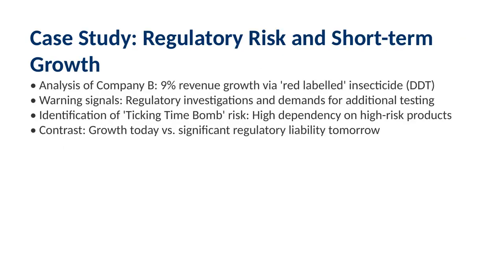Now, contrast that with Company B. They are seeing a 9% growth in revenue, which looks great on a balance sheet today, but it's coming from a red-labeled insecticide, DDT. This is a huge red flag. The fact that regulatory authorities are already investigating them and demanding additional tests suggests that Company B is sitting on a ticking time bomb of regulatory risk.